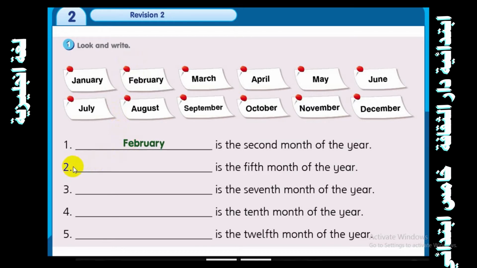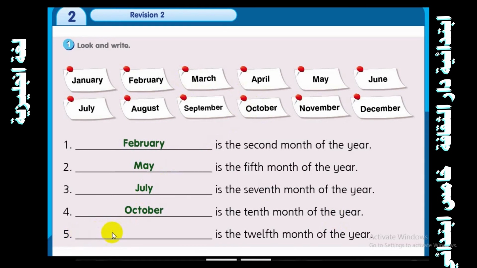Number 2. Space is the 5th month of the year. 5th. Let's look again. First, second, third, fourth, 5th. So what is the 5th? May is the 5th. Number 3, space is the 7th. Who knows now? 7th? Yes, it is July. 4, space is the 10th month of the year. 10th, if you count, you will find that the 10th one is October.